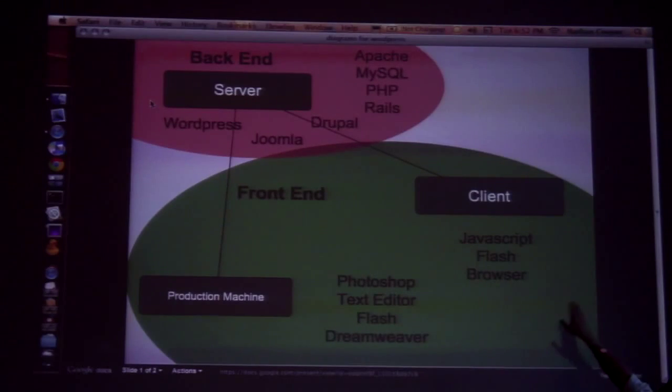technically, you notice there's this area where there's bleed over between the client and the production machine, because I'm also a client, right? I'm talking to this machine remotely. The reason I have this diagram in my website bootcamp class is because what WordPress does as a content management system is it attempts to make this a much easier workflow, okay?